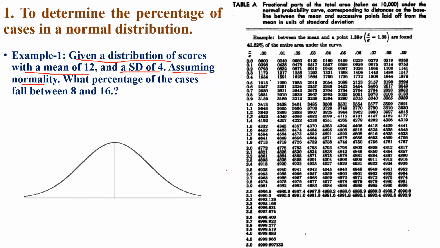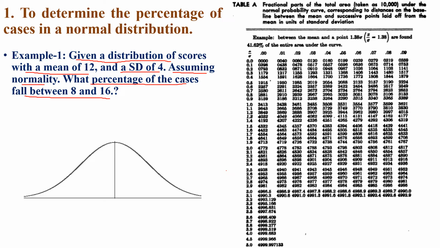Before starting the discussion of this distribution percentage area, the first thing is that we are assuming the normality. If we are not assuming the normality, we can't calculate the percentage area under the 2 points. Okay. So in this case, what percentage of cases falls in between 8 to 16? This is the simple example.